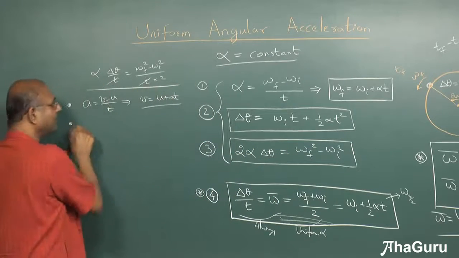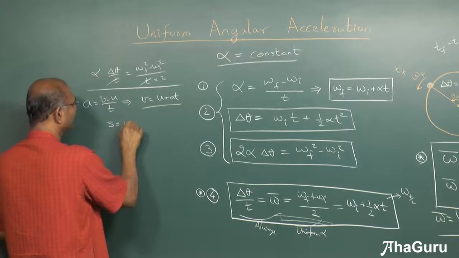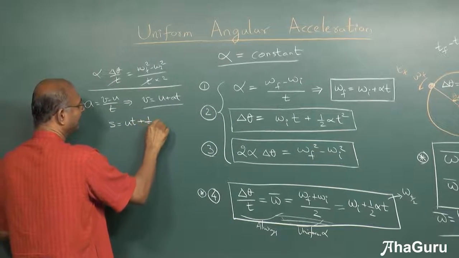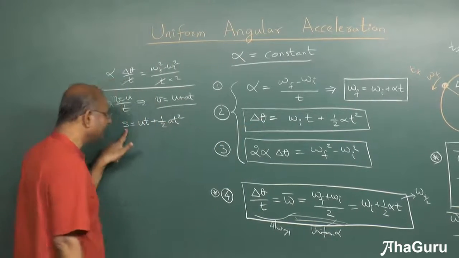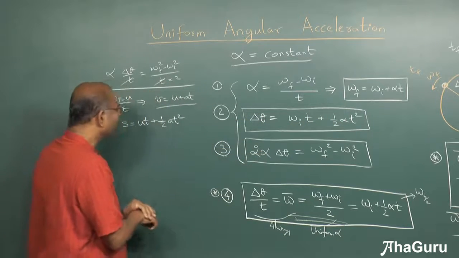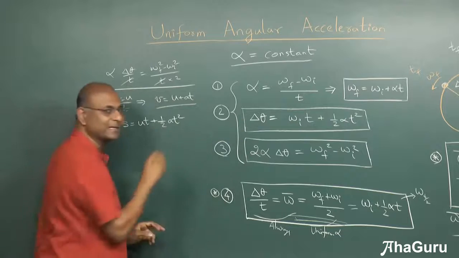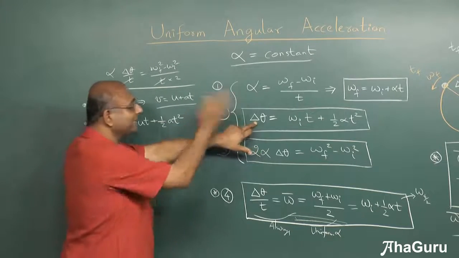Okay, the second equation, what is this? This is S is ut plus half at square. This is angular displacement, this is linear displacement, omega it plus half alpha t square. Now you may be wondering, why do I have S, why don't I have a symbol there? That is because we have run out of variables, so we are using delta theta.